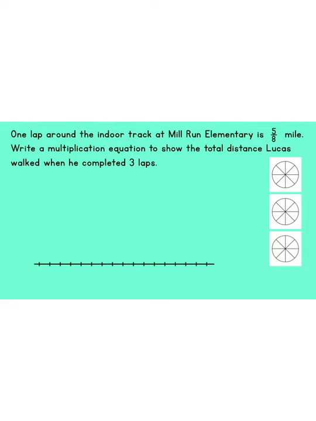All right, now we're going to extend that story by switching up the fraction. Now let's read this new one. It says 1 lap around the indoor track at Mill Run Elementary is 5/8 of a mile. Write a multiplication equation to show the total distance Lucas walked when he completed 3 laps. Okay, so 3 laps and 5/8 of a mile. So that means we're going to multiply 3 times 5/8. Same procedure. We're going to take 3 and put 3 over 1, and then we're going to write 5/8.